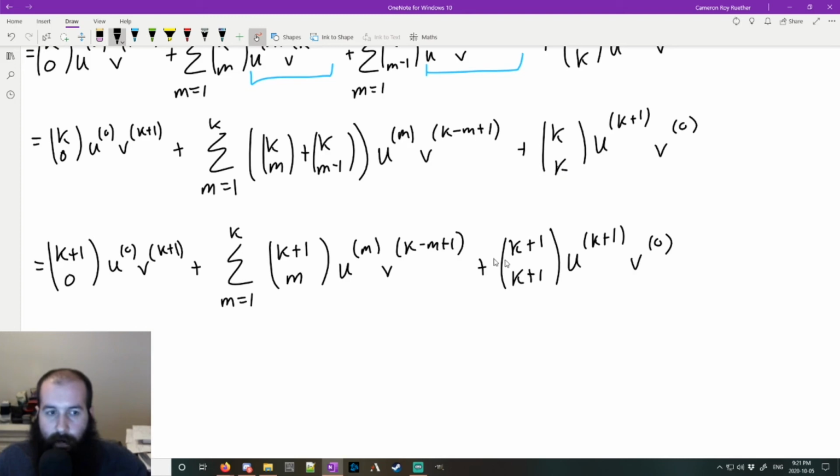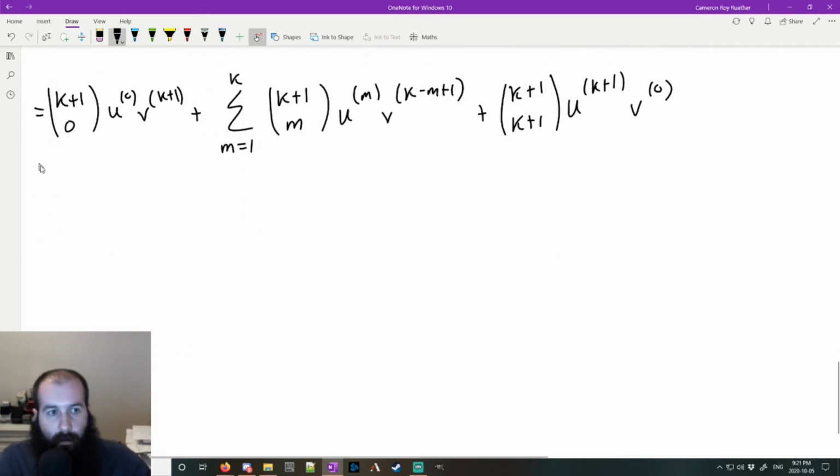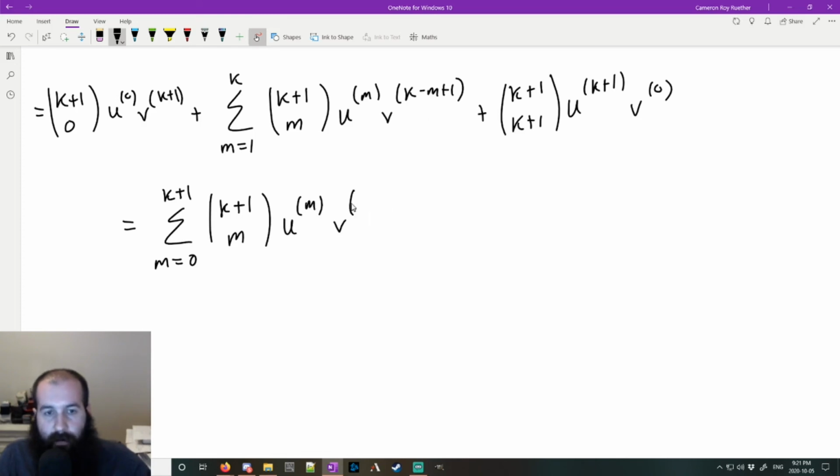So this is just rewriting these coefficients in different ways, but now you can see that this is the 0th term of this sum if we add it back in, and this is the k plus first term of this sum if we add it back in. So we just get the sum from m equals 0 to k plus 1 of k plus 1 choose m, u to the m, v to the, I'm just going to rearrange this slightly to write it as k plus 1 minus m. And this was exactly the right-hand side at k plus 1. And so that concludes the inductive step.